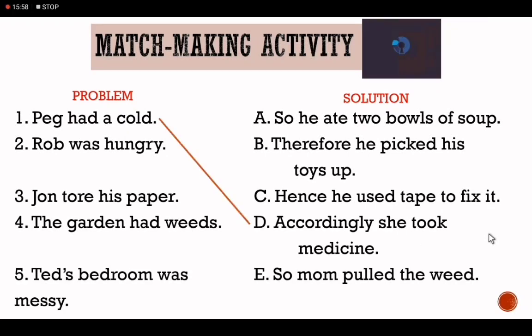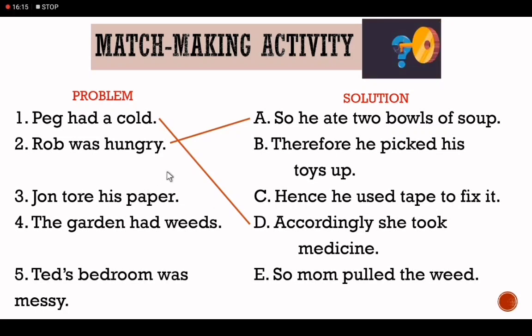Number 1. Peg had a cold. The answer: accordingly, she took medicine. Number 2. Rob was hungry. What is the solution? So he ate 2 bowls of soup.